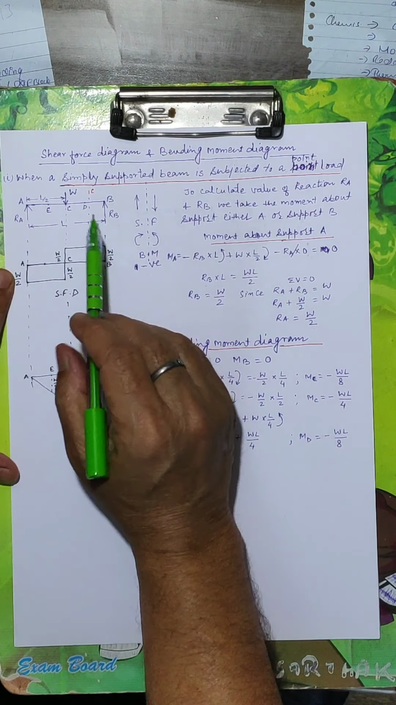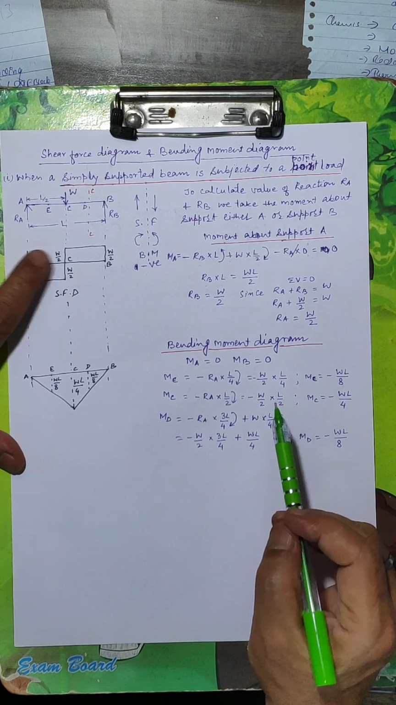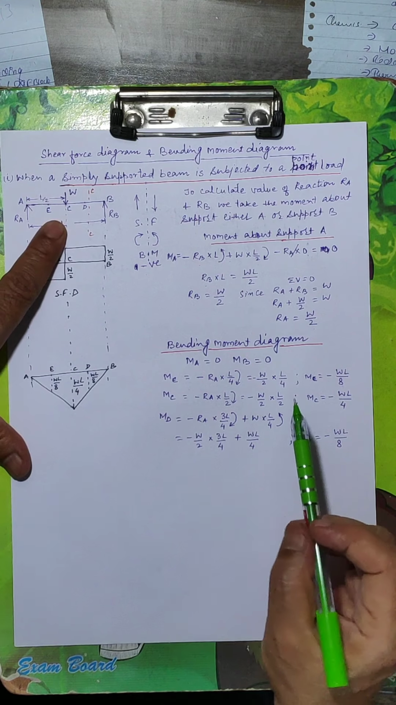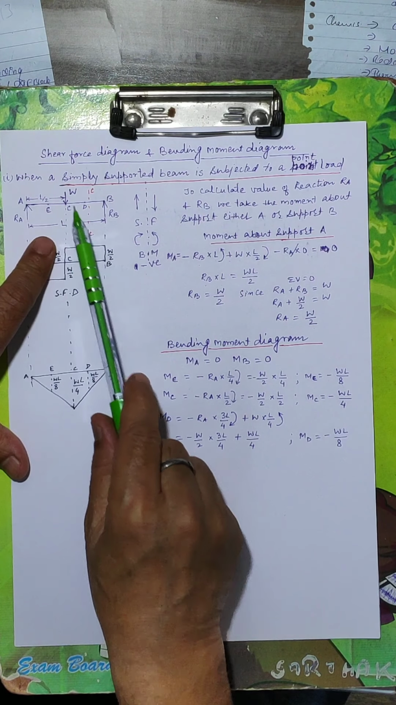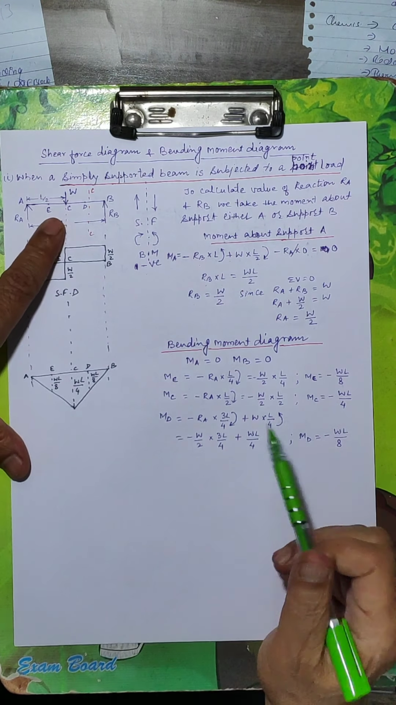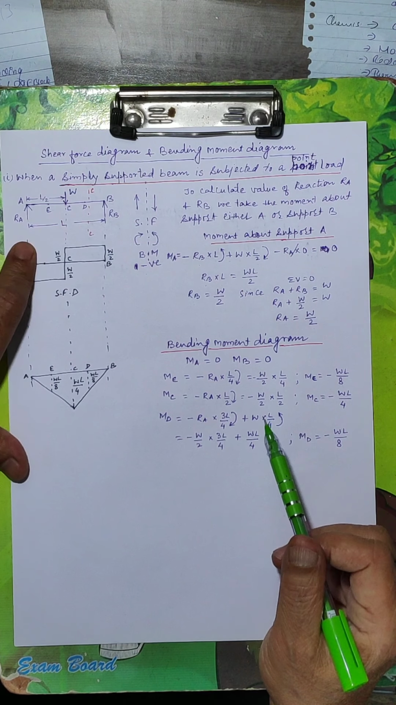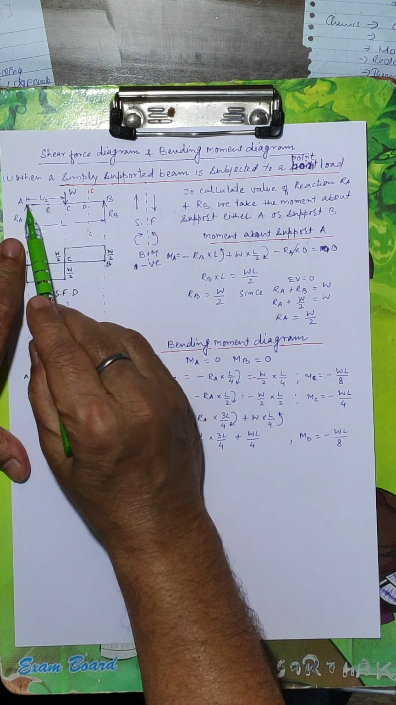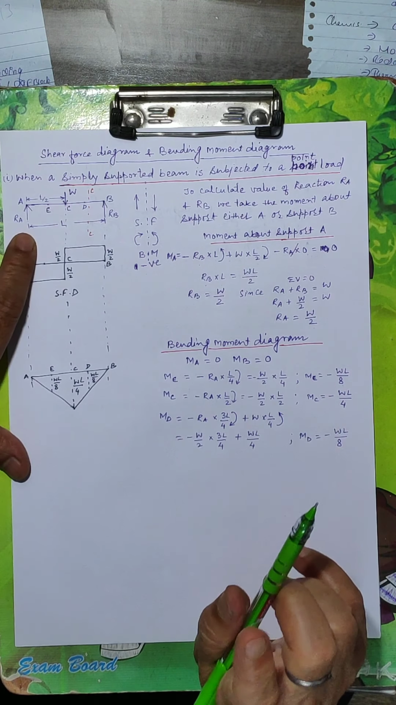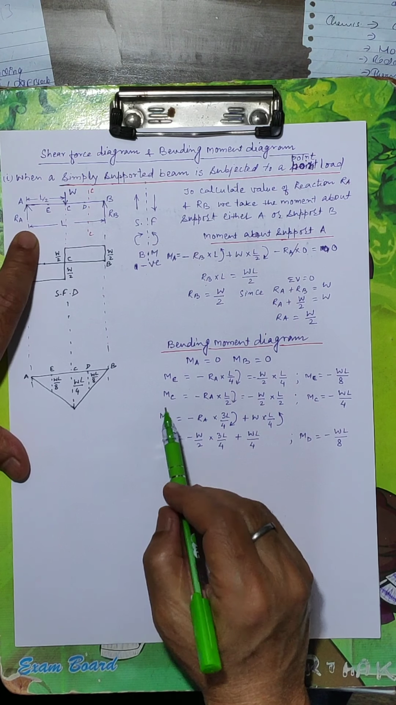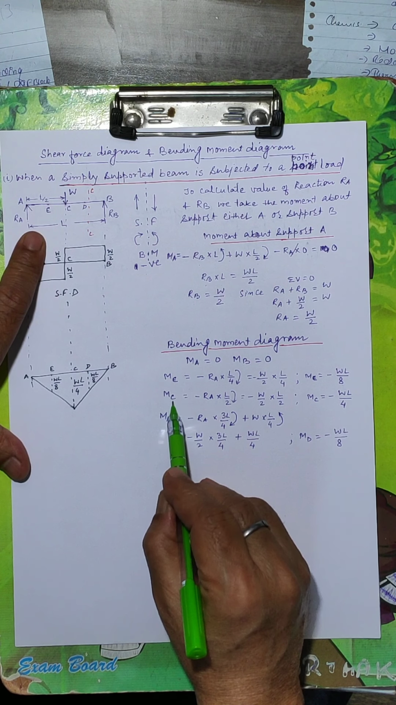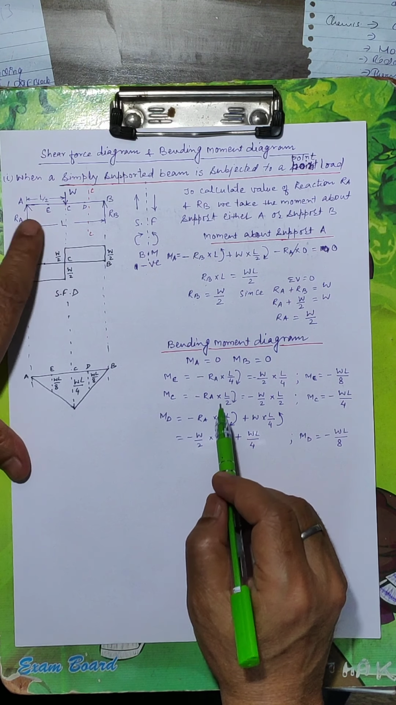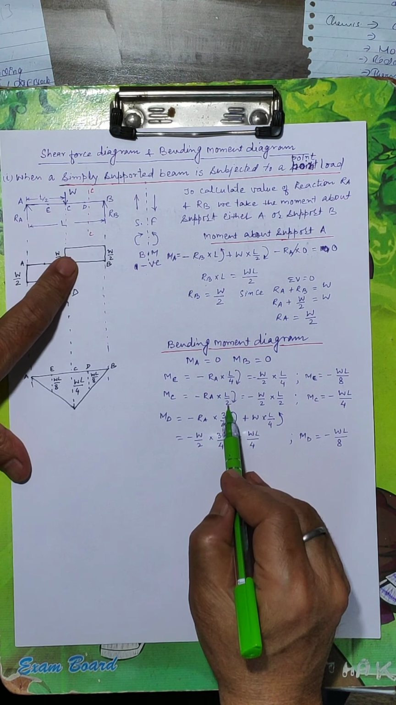Now we calculate the value of moment at C. So we take the section at C. Between A and C there is no load, only the reaction RA is there. So moment at C, MC, is equal to RA into the distance from A to C, that is L by 2.